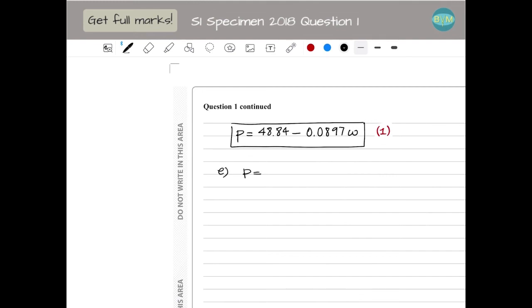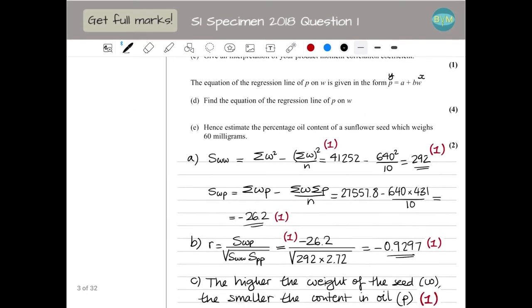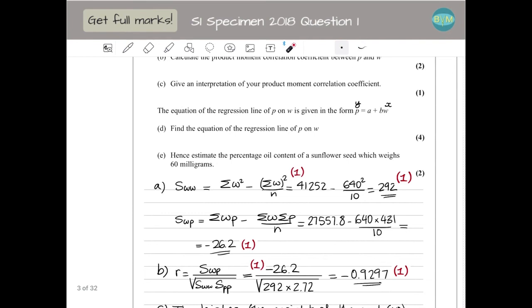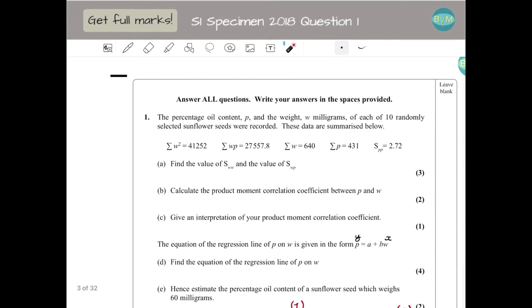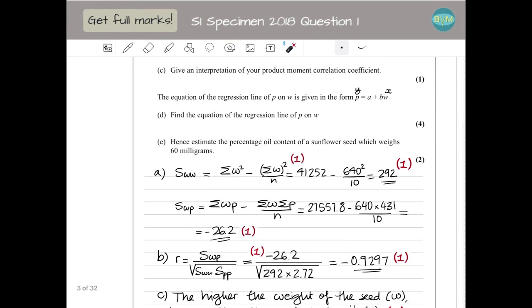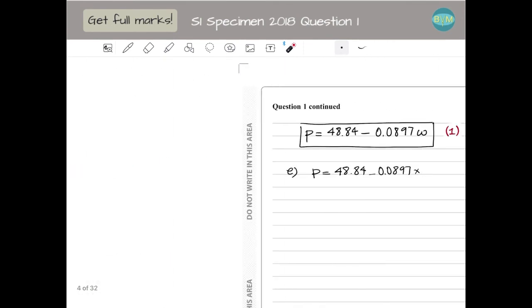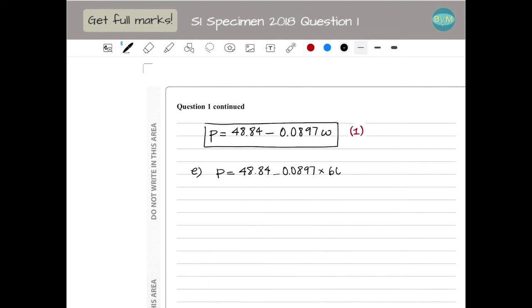So the percentage is going to be 48.84 minus 0.0897 times W, which was 60 milligrams. Be careful, because the mistake that you can make is that they give you this in different units or something like that. So always check that your W is in milligrams and they give you milligrams, just in case you have to change something. Times by 60, which is 43.4 percent. And this is our answer.